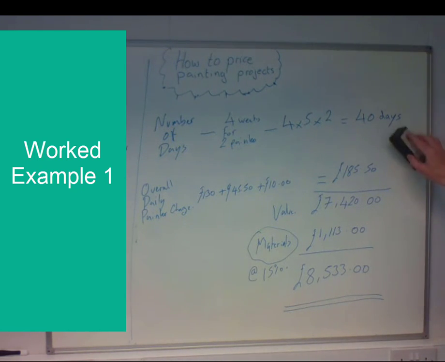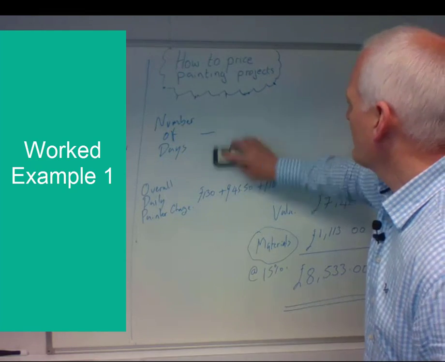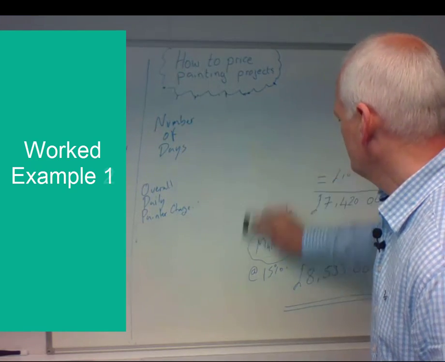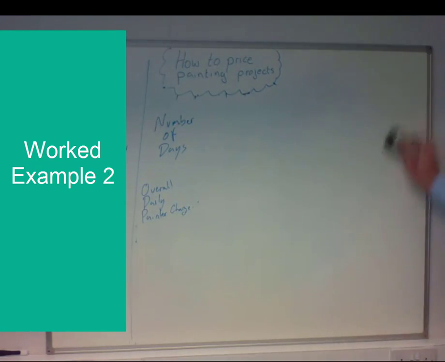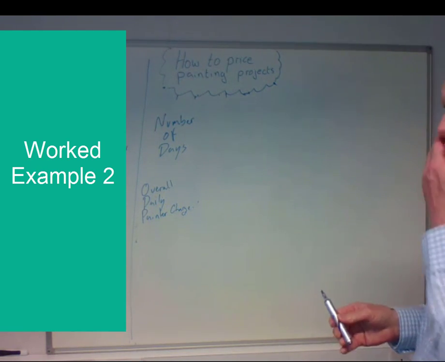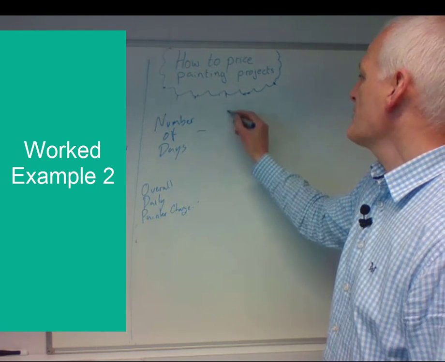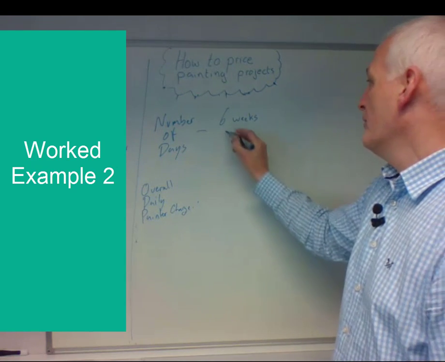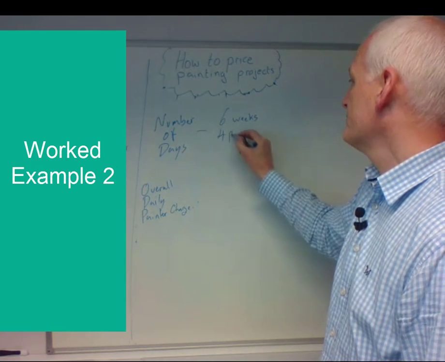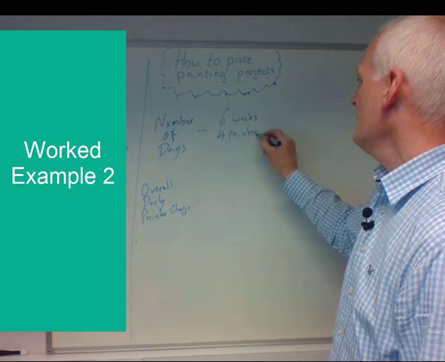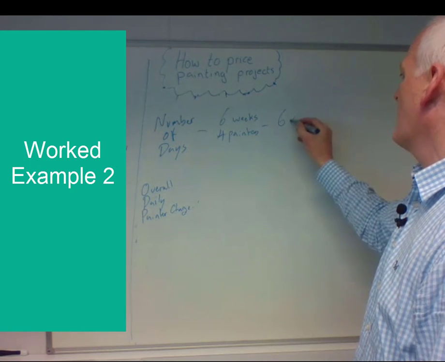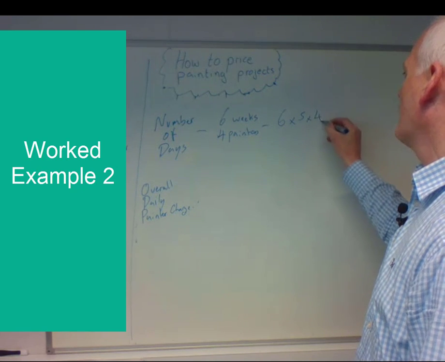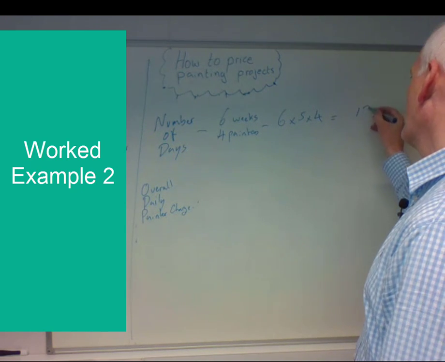One last example then, just so you get the idea of it. Let's say we've looked at a slightly bigger project this time. Let's say this project we estimate is going to take 6 weeks for 4 painters. So the number of days is 6 times 5 days in the week times 4, which equals 120 days.